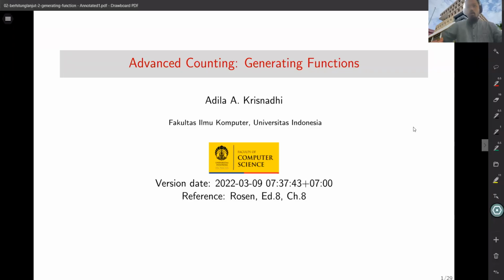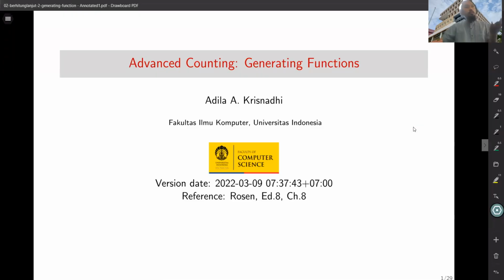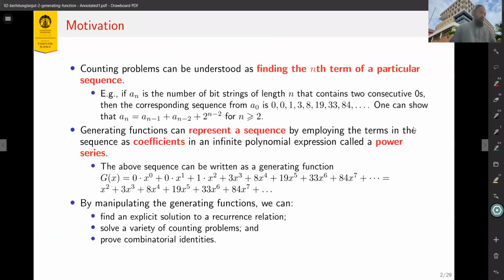All right, so we start with generating functions. Actually, there are other ways to solve counting problems. The simpler ones, you could use combinations, permutations, and those kinds of things, right? And the usual sum and product rules for counting.